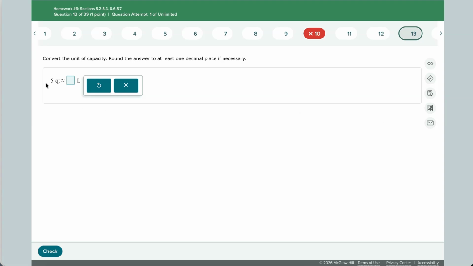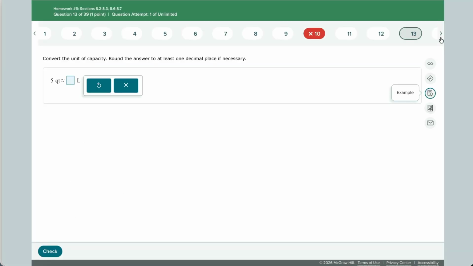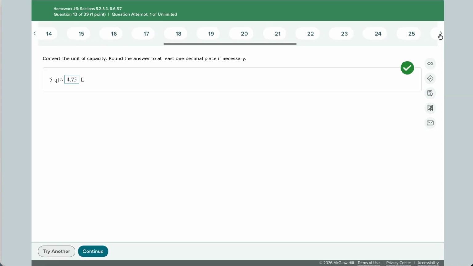So for this one, we're going from 5 quarts to liters. So I'm going to use the example again. And you see that the equivalent for quarts, it's 0.95 liters is approximately equal to 1 quart. So we're going from quarts to liters. So you're just going to multiply that 5 by 0.95. So for mine, it's 5 times 0.95. And I get 4.75. Moving right along.